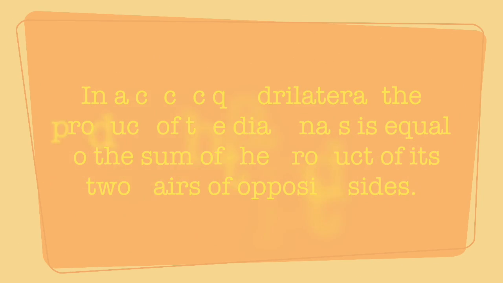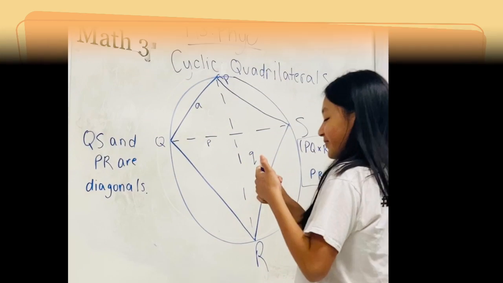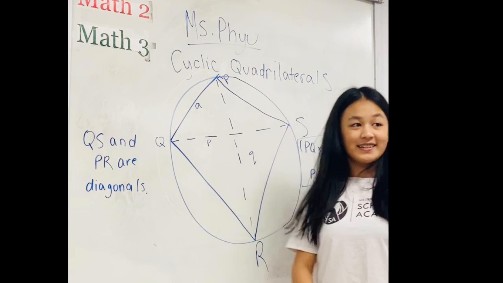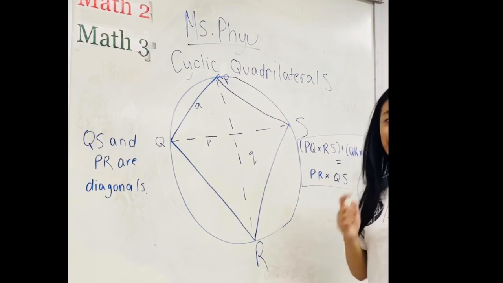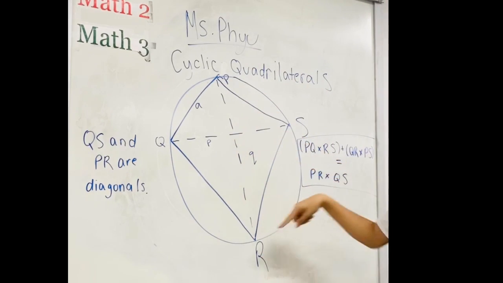Property number 3 states that in a cyclic quadrilateral, the product of the diagonals is equal to the sum of the products of its two pairs of opposite sides. An example of property number 3 of cyclic quadrilaterals is this problem right here.